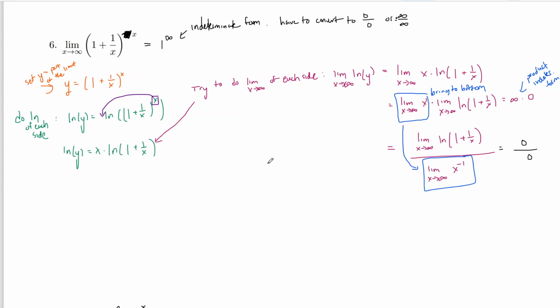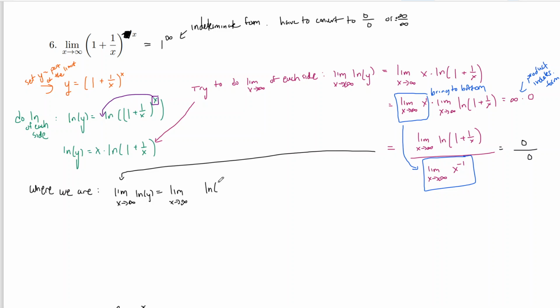All right, so I'm going to just write where we are at this point. Keep in mind, this was always equal to what we have here: the limit as x goes to infinity of the natural log of y. We just had a whole bunch of equal signs, so it's still equal. It's equal to the limit as x goes to infinity. Well, I'm going to write this as one limit. The top part here is the natural log of 1 plus 1 over x, over x to the negative 1. So I'm just taking this last step here where we know we're going to use L'Hopital's rule.